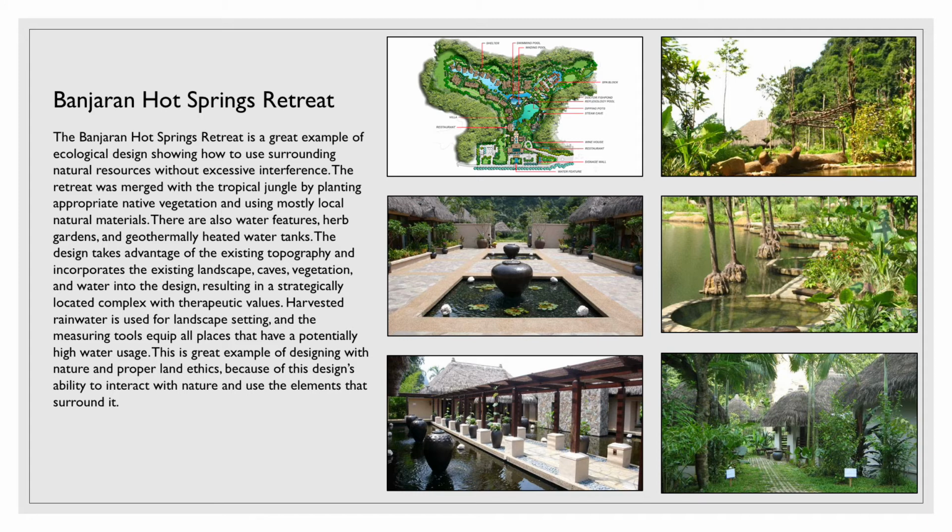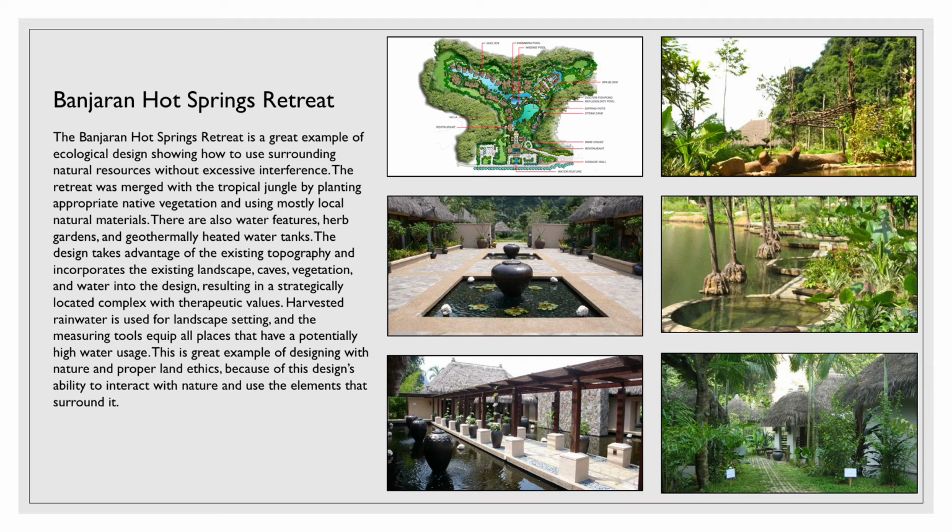The Banjaran Hot Springs Retreat is a great example of ecological design, showing how to use surrounding natural resources without excessive interference. The retreat was merged with the tropical jungle by planting appropriate native vegetation and using mostly local natural materials. There are also water features, herb gardens, and geothermally heated water tanks. The design takes advantage of the existing topography and incorporates the existing landscape, caves, vegetation, and water into the design, resulting in a strategically located complex with therapeutic values.